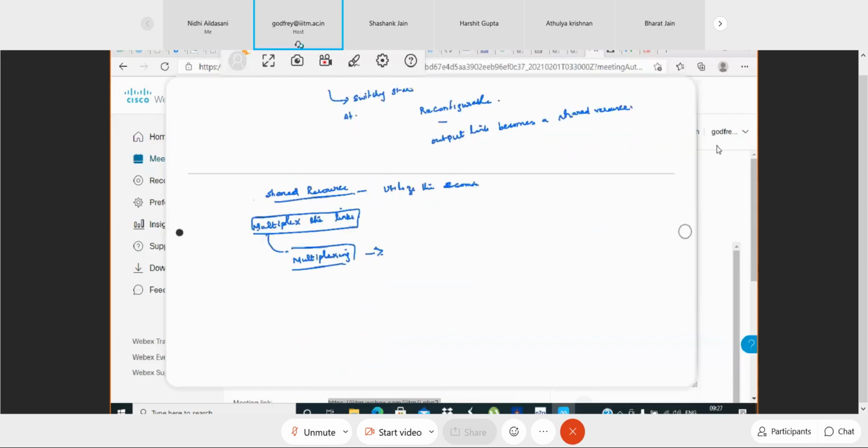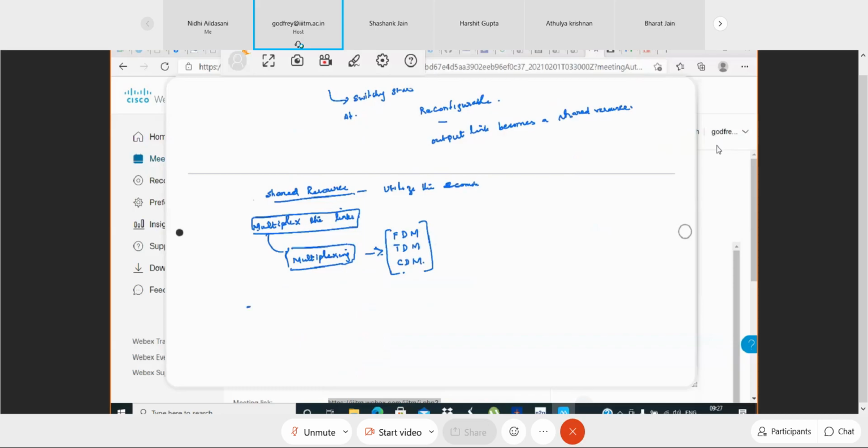Now we come to multiplexing. So how does multiplexing help? What are the different multiplexing schemes? Frequency division multiplexing, TDM, time division multiplexing, and space division. So these are the three popular multiplexing schemes.